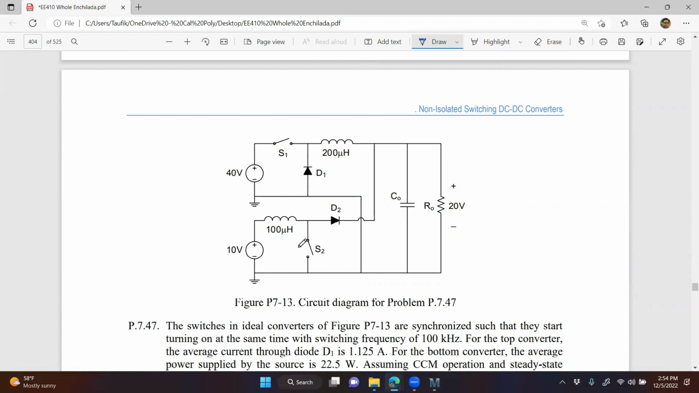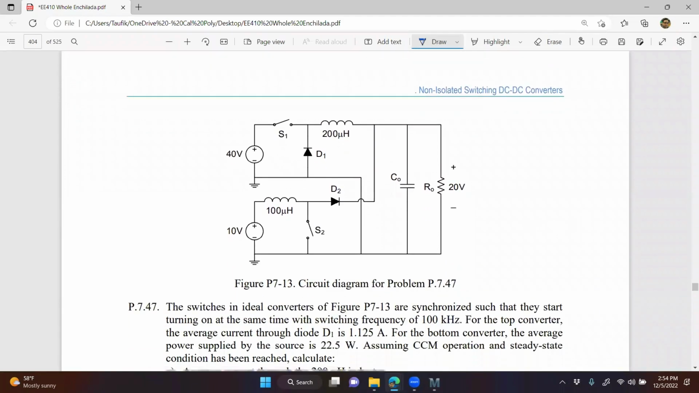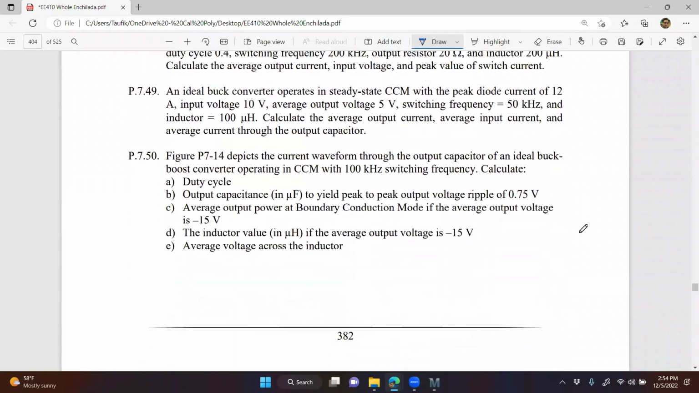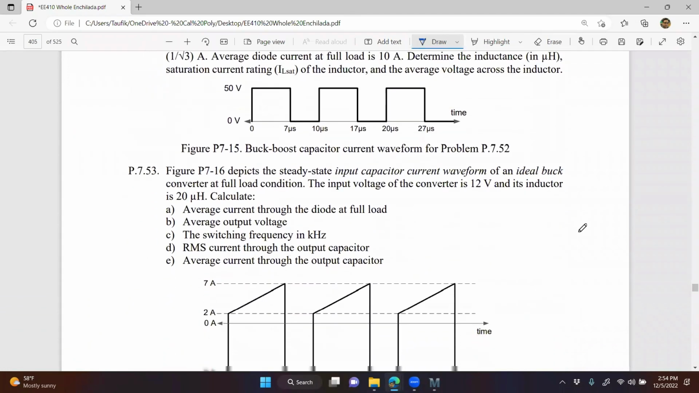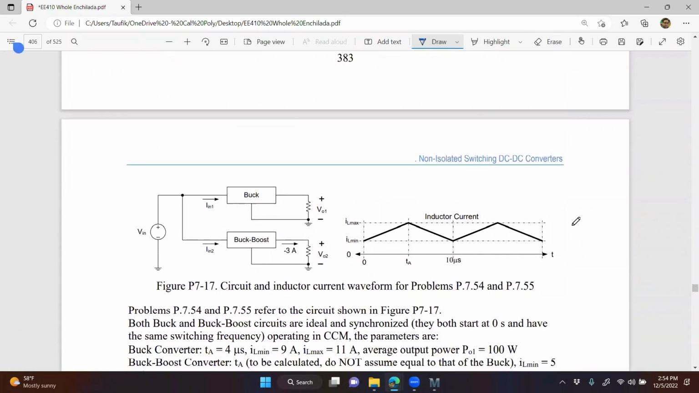You have a buck and then you have a boost. So we're combining buck and boost. Maybe I'll start with this tomorrow, and then we continue with different types. Maybe this one is another combination, buck and buck-boost.